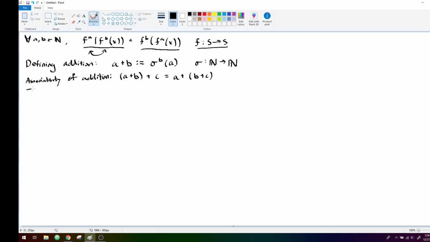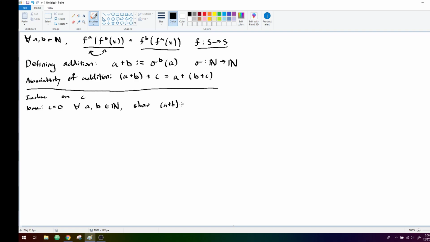Well, we're going to prove that it is in fact always true, and of course this proof is going to be done by induction, and we're going to induce on c. So our base case is going to be c equals 0. So what we really need to prove then is for all a and b in the naturals, show that a plus b plus 0 is the same as a plus b plus 0, and this is of course trivial, but base cases and induction proofs often are.